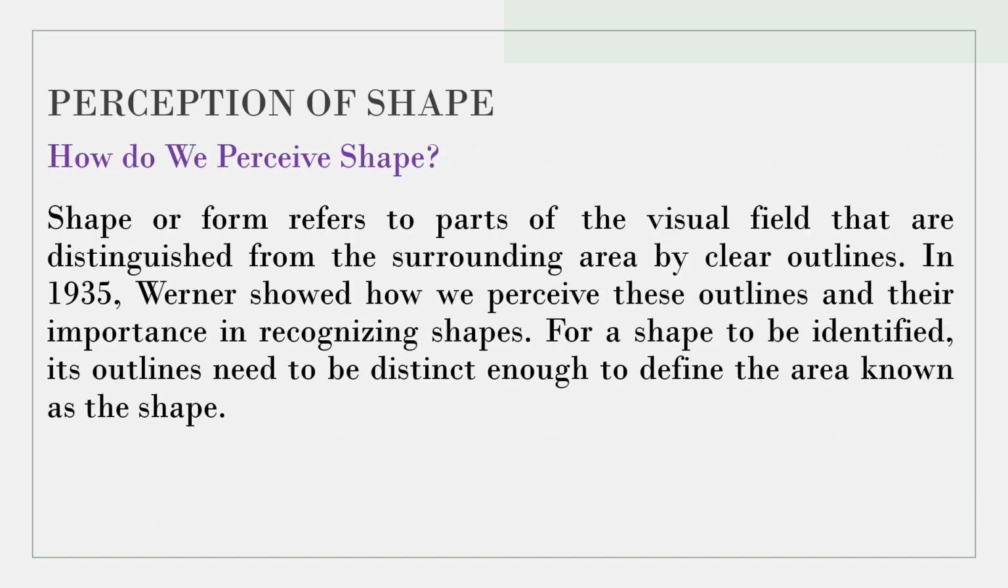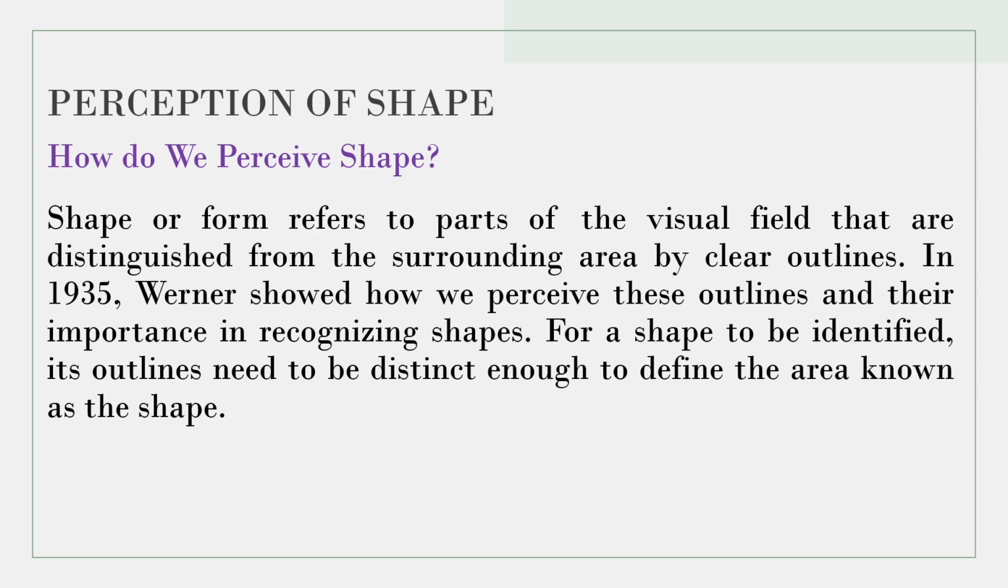So how do we perceive shape? Shape or form refers to a part of the visual field that is distinguished from the surrounding area by clear outlines. So there is a surrounding area, and a shape or form is placed in the surrounding area. Werner showed how we perceive these outlines and their importance in recognizing shape. For a shape to be identified, its outline needs to be distinguished enough to define the area known as shape.